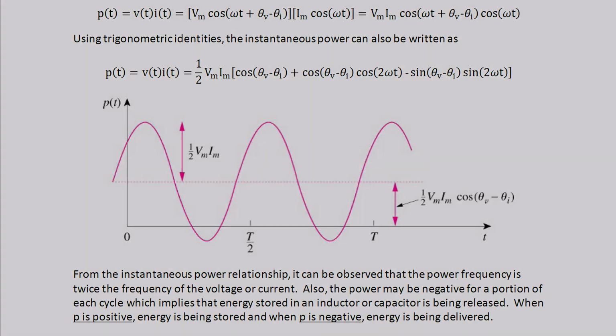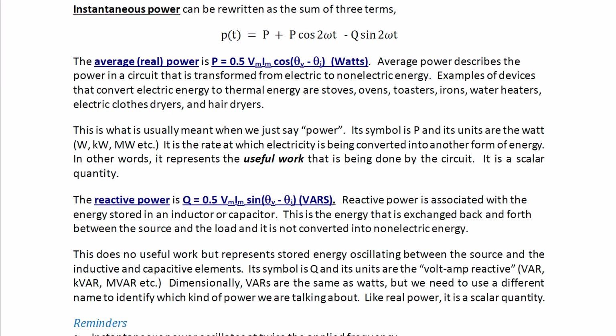When p is positive, energy is being stored; when p is negative, energy is being delivered. The instantaneous power can also be rewritten as p(t) equals P plus P cosine(2 omega t) minus Q sine(2 omega t), where the average or real power P is equal to 1/2 Vm Im cosine(theta V minus theta I) in watts. The average power describes the power in a circuit that is transformed from electric to non-electric energy.